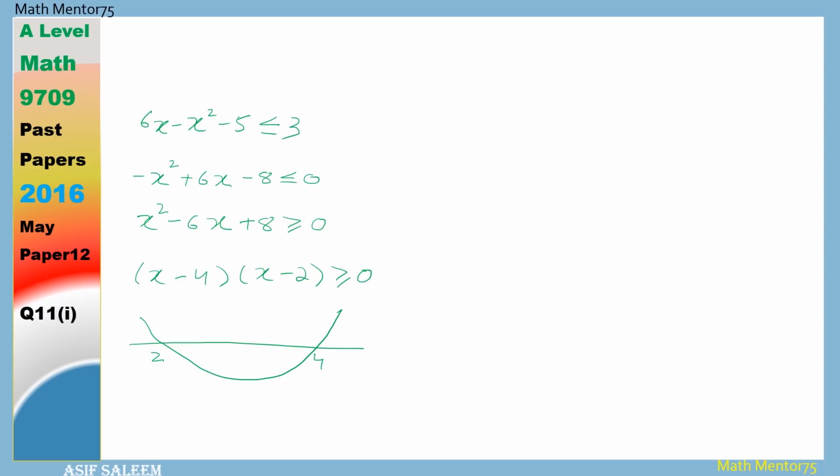We have to find the positive region. It means the whole curve should be above the x-axis. So this is the portion for which the curve is above the x-axis. So it means our required answer, or the required quadratic inequality, is x less than or equal to 2 or x greater than or equal to 4. For these values of x, the function is less than or equal to 3.